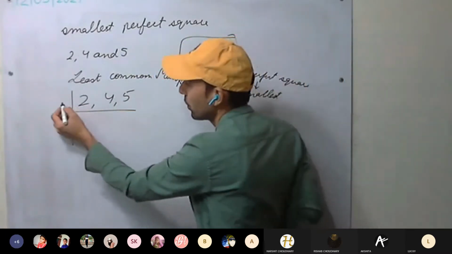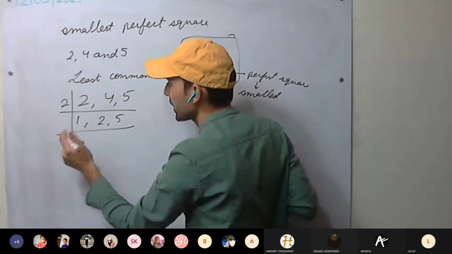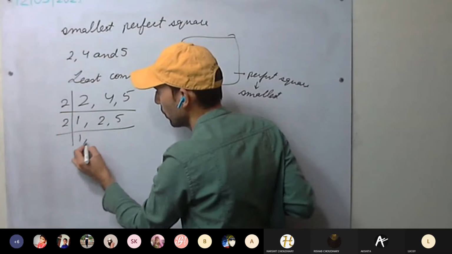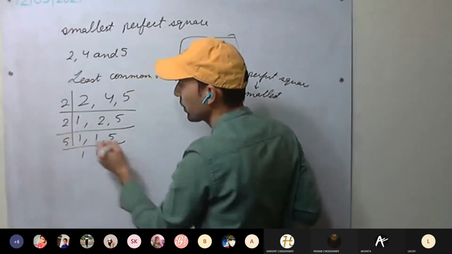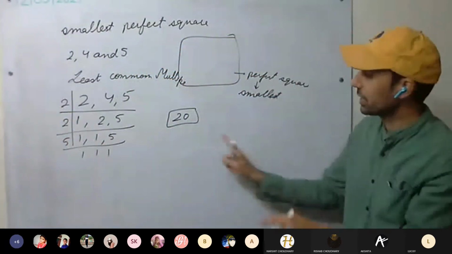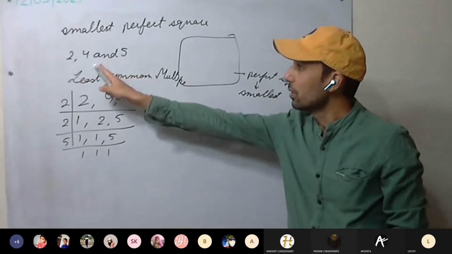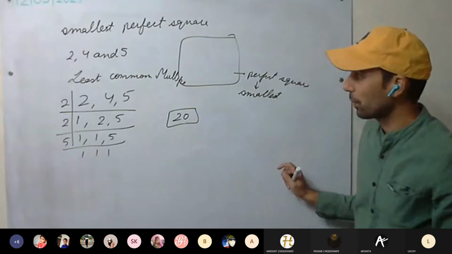So for the least common multiple, how we used to calculate it, you all know. Always go with the basics. 2, 1, 2, 5. Then 2, 1, 1, 5. Then 5, 1, 1, 1. How much have we got? 20. This is the least number, the least common multiple of them all. Yes or no? We got the least common multiple.